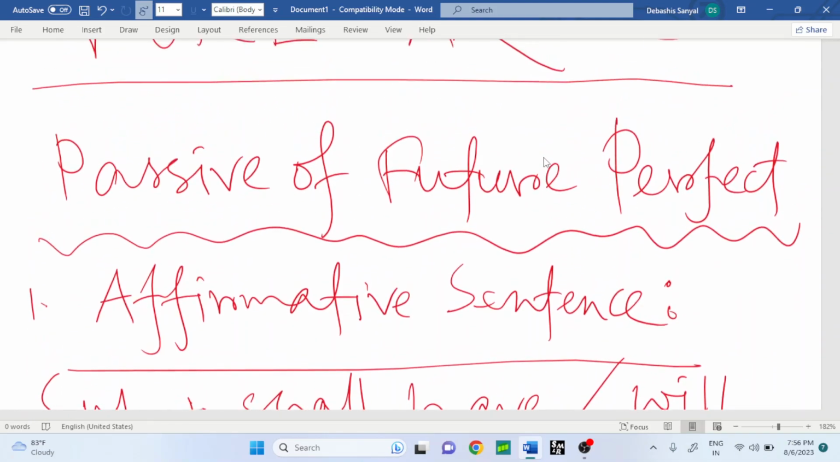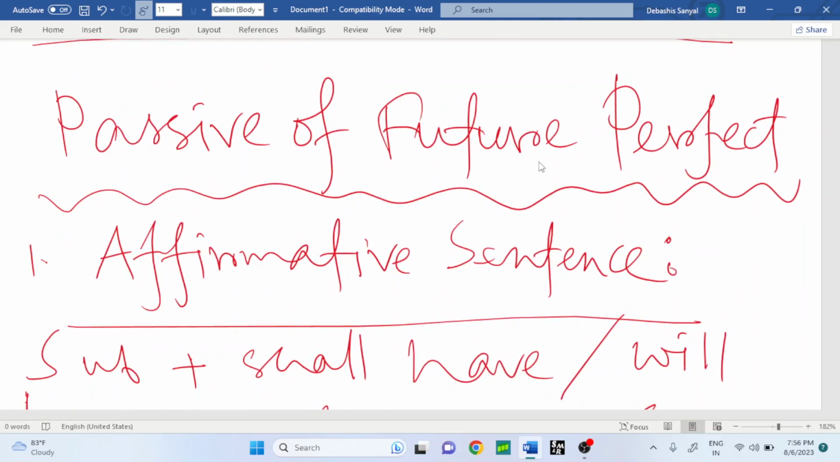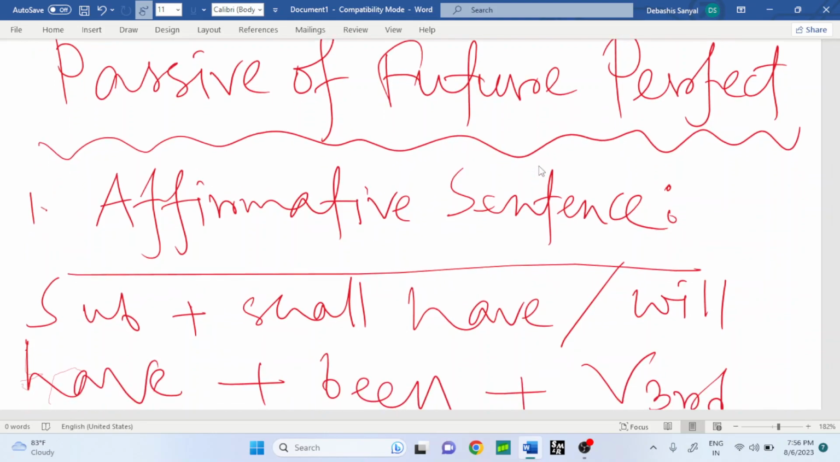Passive of future perfect tense. How the future perfect tense is used in passive voice. Remember, there is generally no passive of future continuous tense. Remember, there is no passive of future perfect continuous tense. But future perfect tense has a passive structure, and that is the lesson for today.